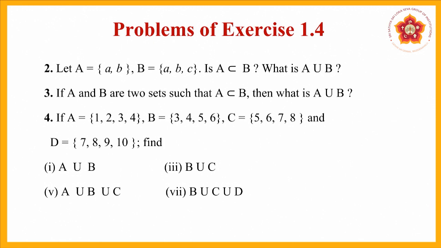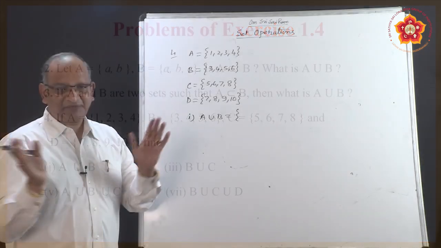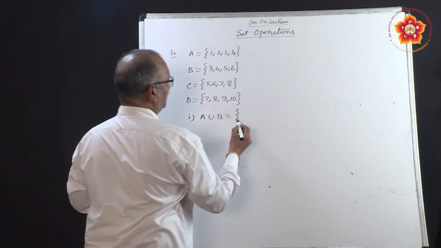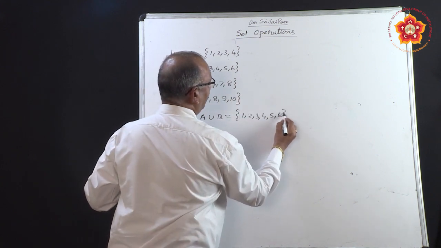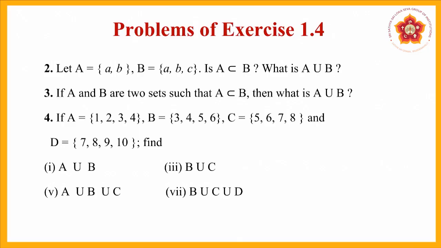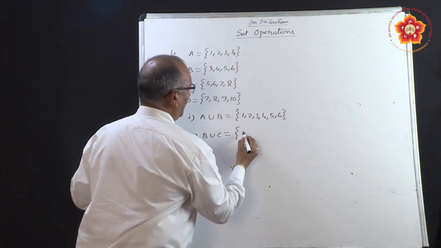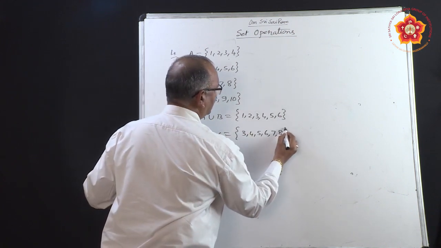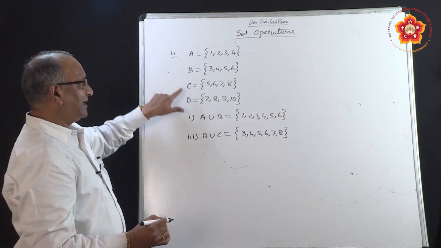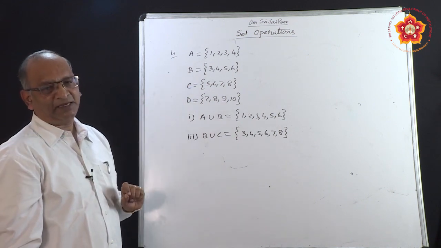He says find A union B. What is A union B? Club the elements of A and B together. So A contains 1, 2, 3, 4 and then 5, 6. This is A union B. Next, he is asking B union C. Club the elements of B and C. So you have 3, 4, 5, 6, 7, 8. Elements which are in B, which are in C, which are in both make B union C.